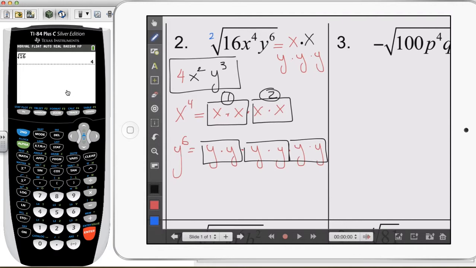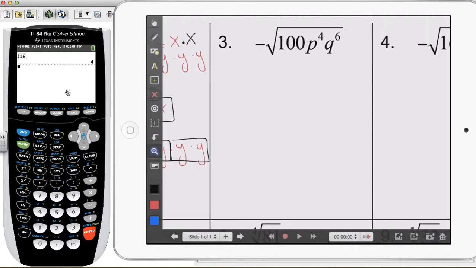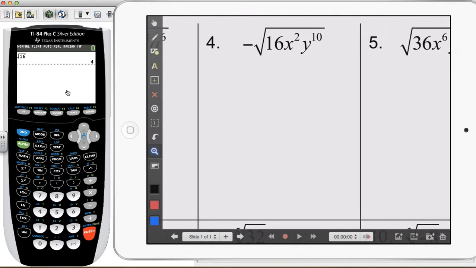You can basically put them in groups, and depending on the number of groups you have, this is how many y's or how many x's will be leaving the radical. So let's try to do another example. Hopefully this will then be clearer.